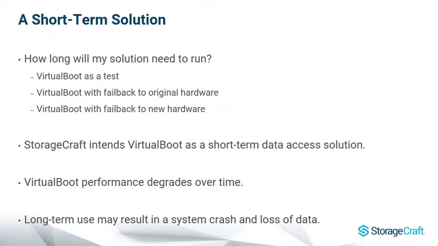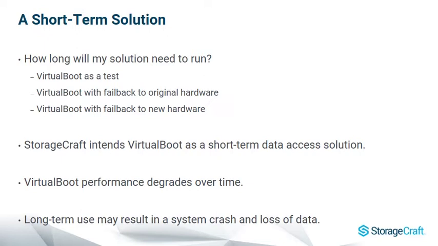VirtualBoot uses a chain of multiple backup image files as the virtual disk. Once a VirtualBoot VM runs, it will continue to add to the backup image chain that existed in the original Windows environment. This disk access and management is significantly slower than a regular virtual disk. Over time, VirtualBoot performance will degrade beyond acceptable limits. This degradation will result in a system crash and the loss of your data.